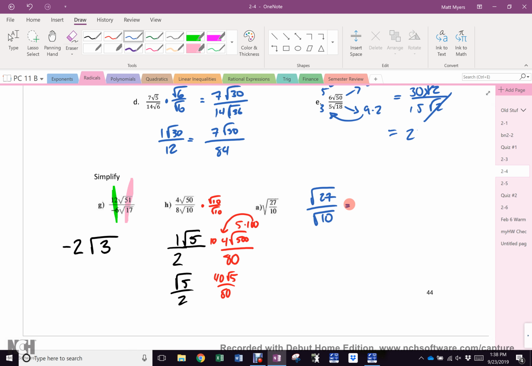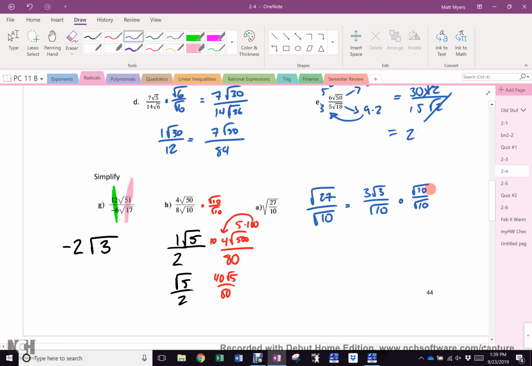What is it? What is it, Zach? It's irrational, but can we simplify it? To what? 9 and 3, and then what comes out? So what do I got? 3 root 3 over root 10. Am I okay with that? No, what's yucky? Irrational in the denominator, so I get rid of it.